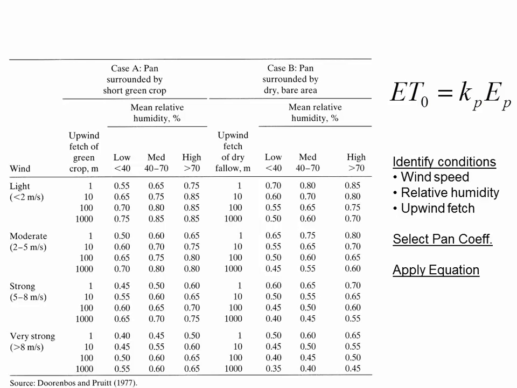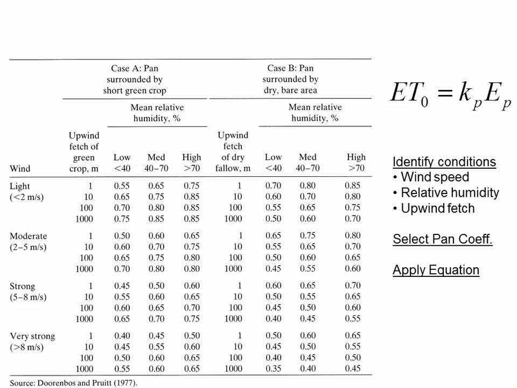And so if we see 4.2 millimeters per day from the pan, then the evaporation from the field, let me get my calculator going, is 2.52 millimeters per day. So let's think about this logically.